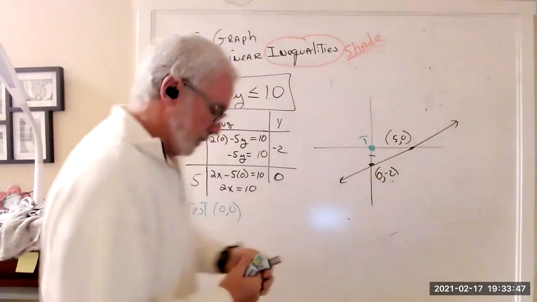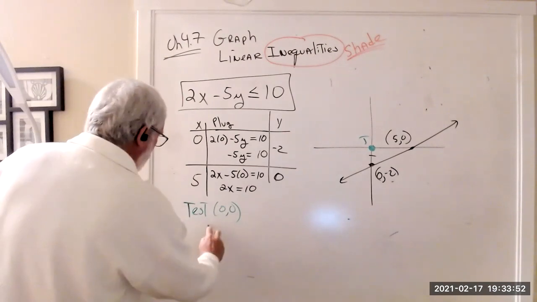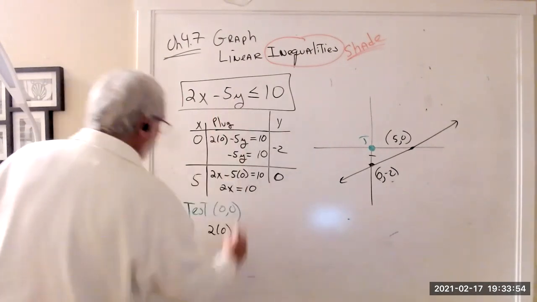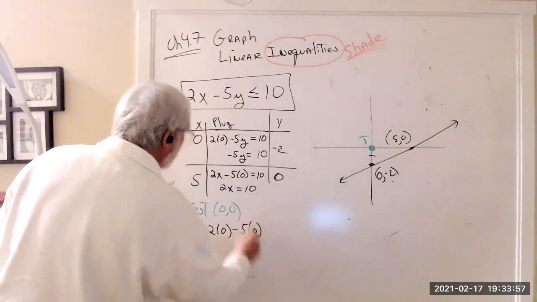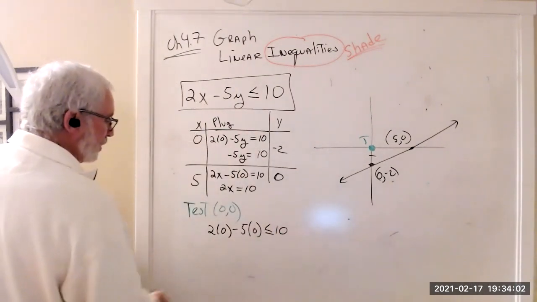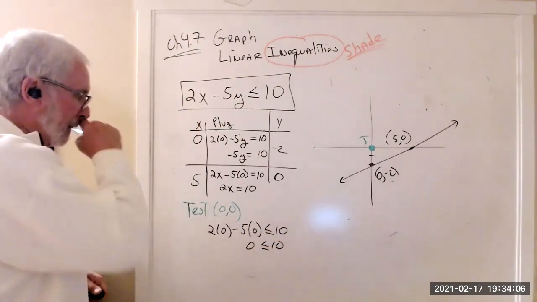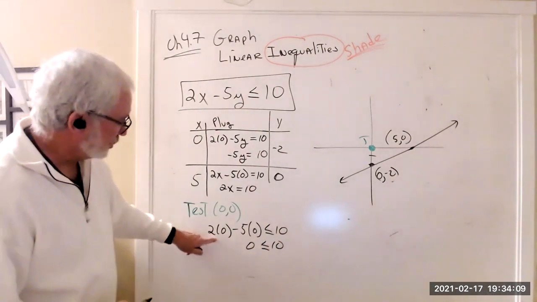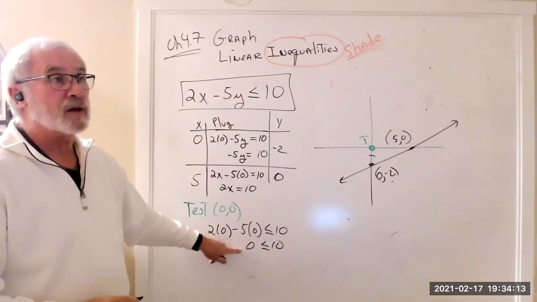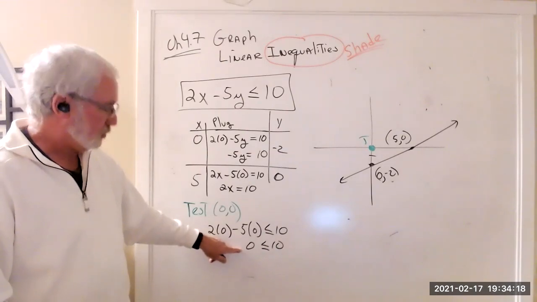So here we go. I'm going to plug in 0, 0 to the original problem. I have 2 times 0 minus 5 times 0 is less than or equal to 10. So that's 0 is less than or equal to 10, because 2 times 0 is 0, and take away 0 is still 0. Is that a true or false statement? Is 0 smaller than 10? True.